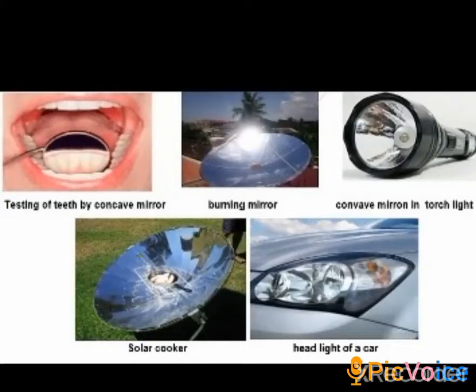These are some of the examples of concave mirror. When you keep your hand in front of a normal mirror, it will look the same size. But if you keep your hand in front of a concave mirror, it would be of a bigger size. So the reflection formed in the mirror would be of a bigger size.